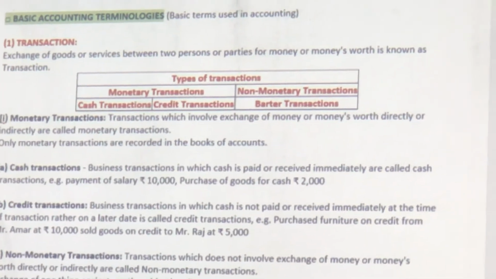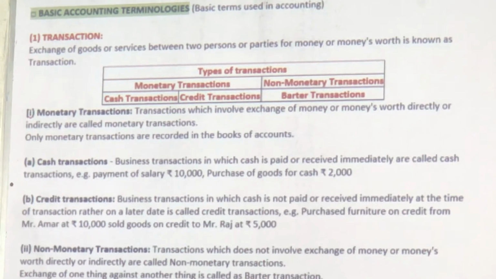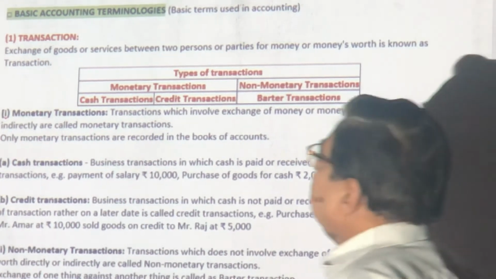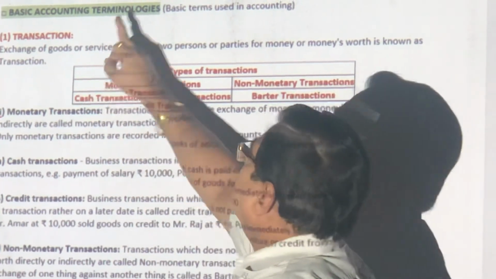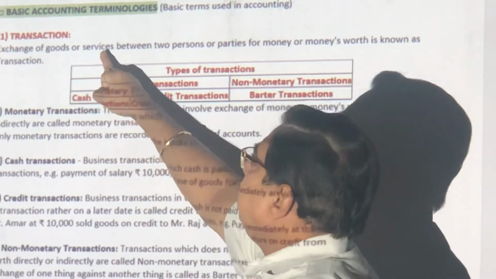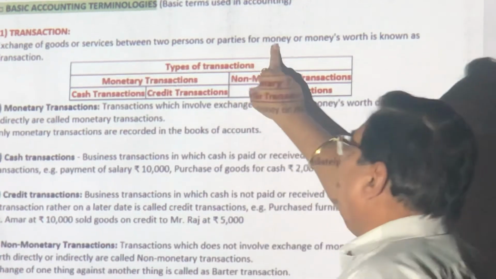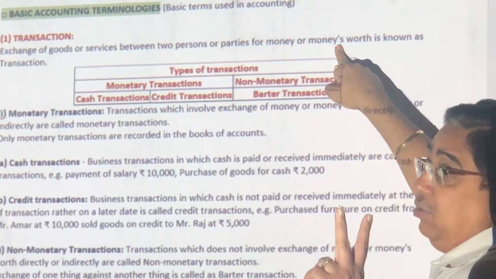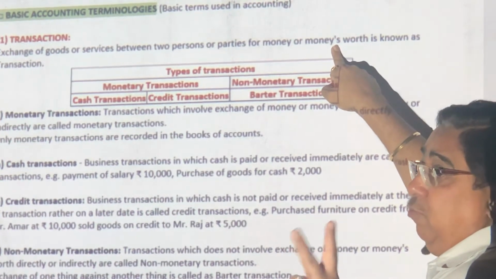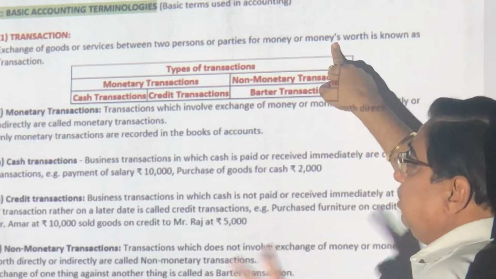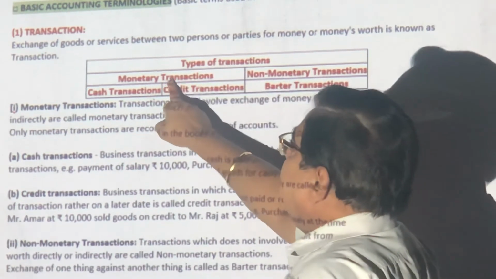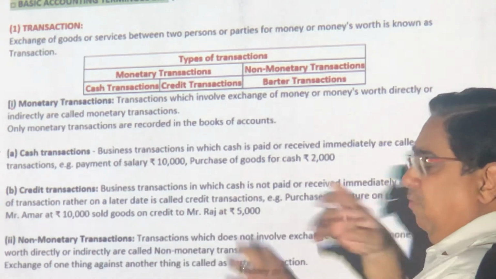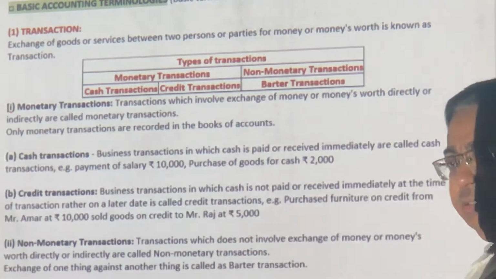Then, what are some terms? This is the ABCD. If you know, then only you can do accounting. Transaction. Any exchange of good or service for money or money's worth. Minimum 2 parties. Don't sell to yourself. Don't buy from yourself. Don't make foolish entries. Okay, transactions. And a transaction may be money, cash, credit, non-money, barter. You give me this, I give that. We'll find the value in the market and we'll write it in the books. This is allowed.